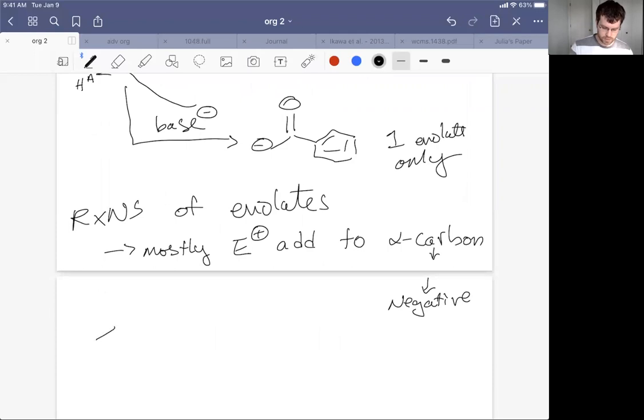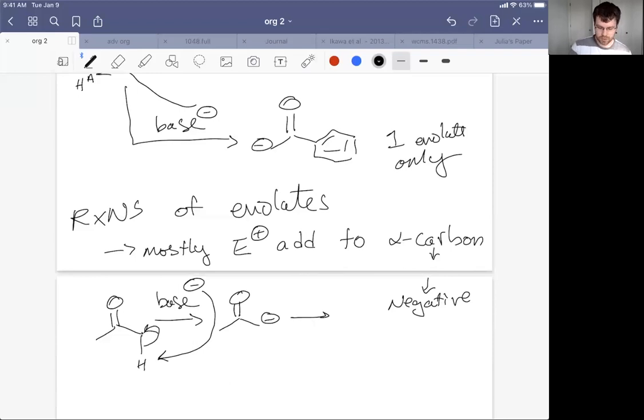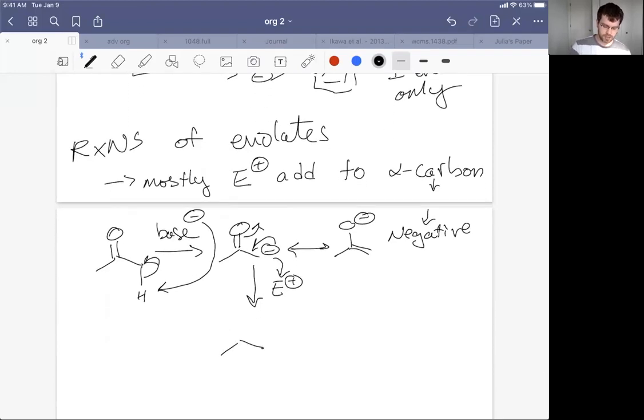Okay, so we treat our carbonyl with a base. That base then removes the alpha hydrogen. You can make that base negatively charged. It removes an alpha hydrogen. And then even though we have a resonance structure that's better where we put the negative charge on oxygen, we typically see the molecule behaving more like the resonance structure on the left, showing the addition of an electrophile to the alpha position. And we get alpha substitution.